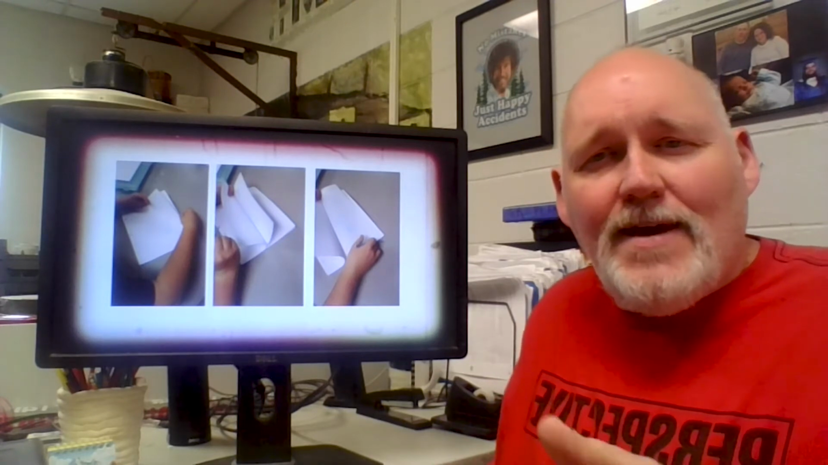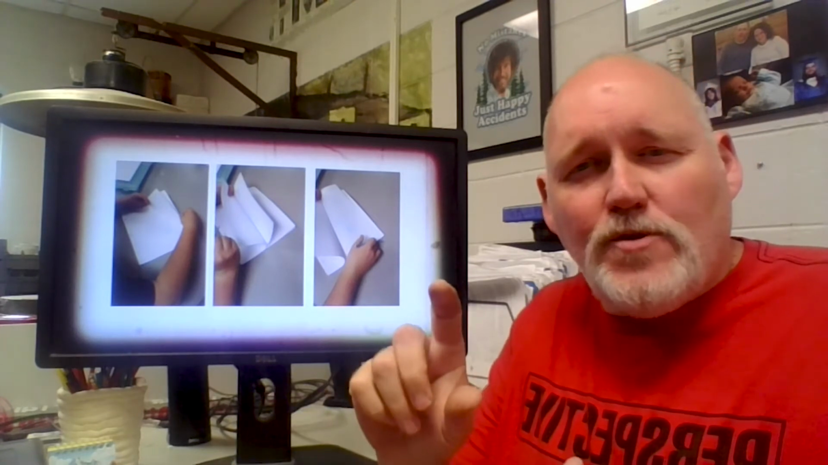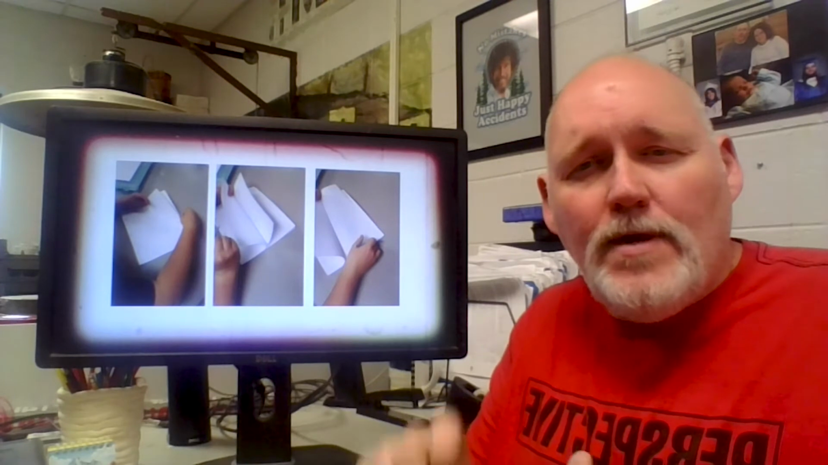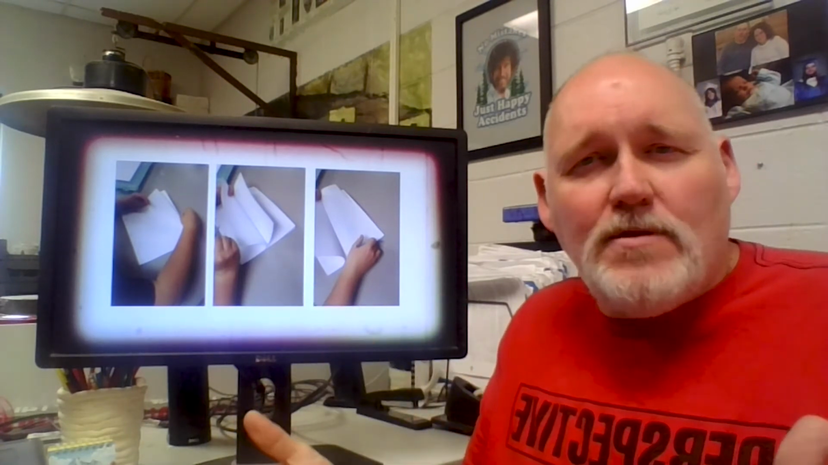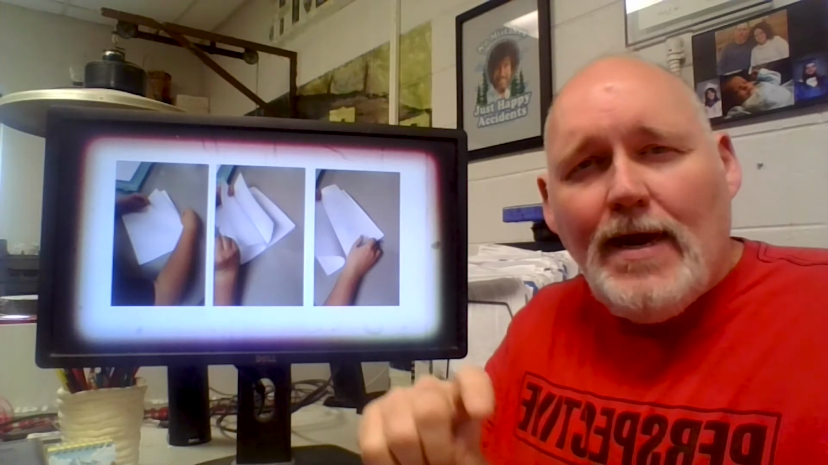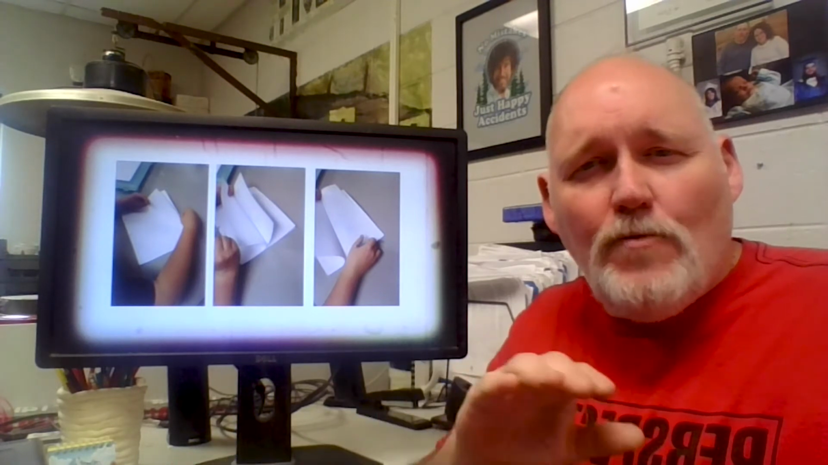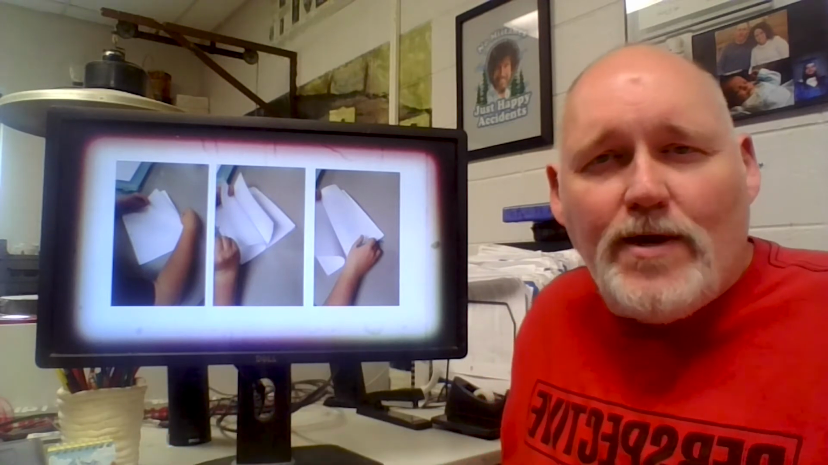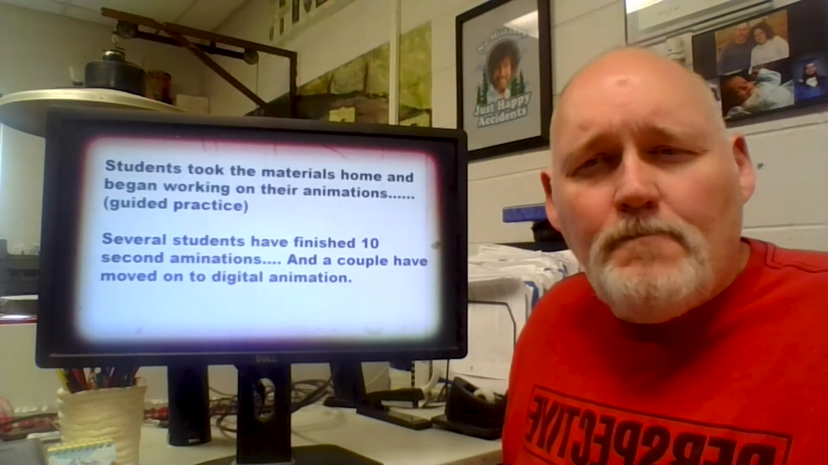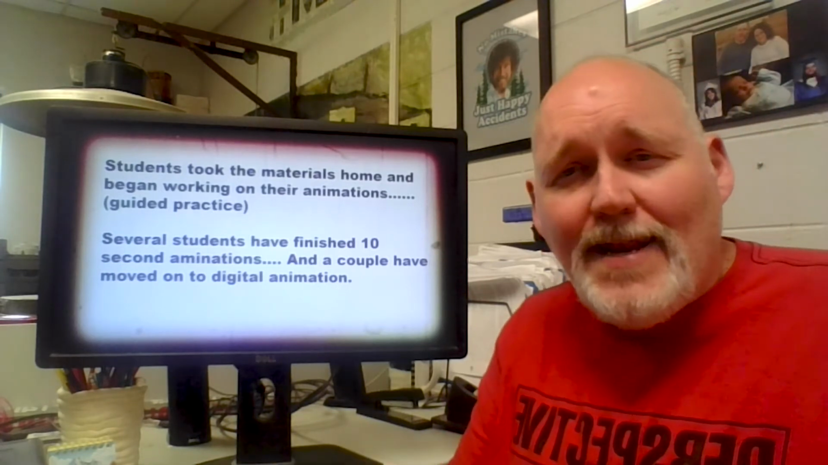I want to say that at this point you could take your digital camera or your phone and take a shot of each one of these cells, and there are apps that you can download on your phone, and you can then go back in and animate it using your phone, because we had several kids do that after this point. Now students were working on this in guided practice.